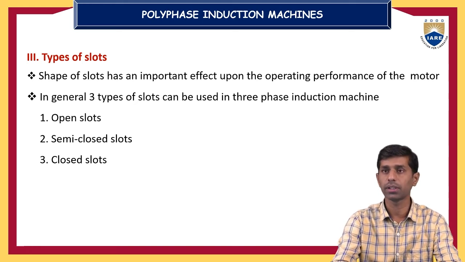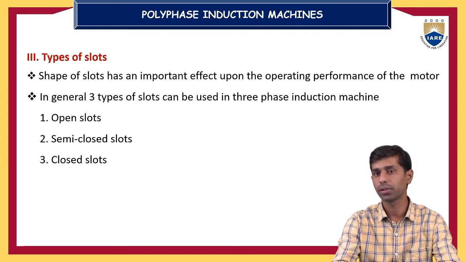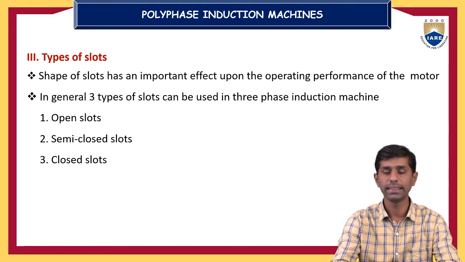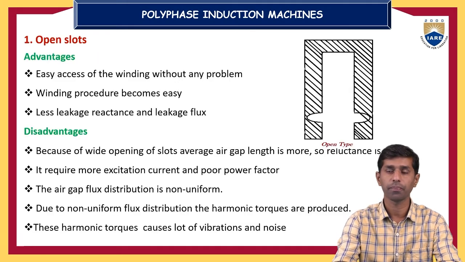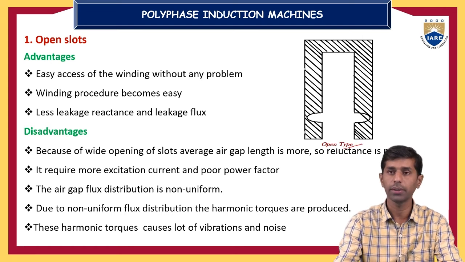These three have their own advantages and disadvantages, and these three types of slots are used in different types of machines. Generally, semi-closed type slots are used in three-phase induction motors, whereas in DC machines open type slots are used, and in single-phase machines closed type slots are generally used. According to the requirements of the type of machine, we choose one of the types of slots. So, for example, first the open type slot. So this is an open type slot.